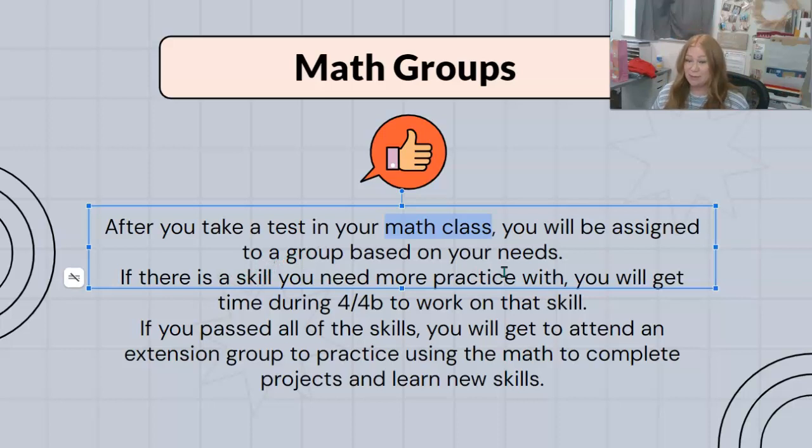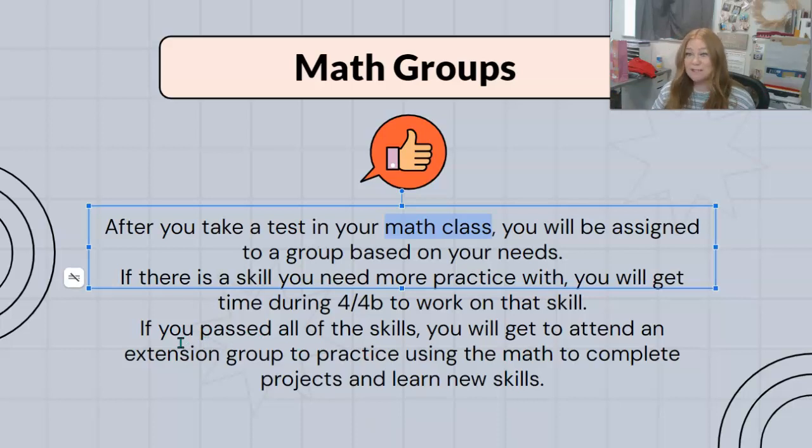So if there's a skill you need more practice with, then during 4A or 4B, which is our math group time, you'll be meeting with one of the math or science teachers to practice that skill to allow you to be able to pass it, which can also improve your grade. So that's awesome. If you pass all of the skills, there's usually 3 or 4 skills on a test, then you get to attend an extension group. So there's still something for you to do.